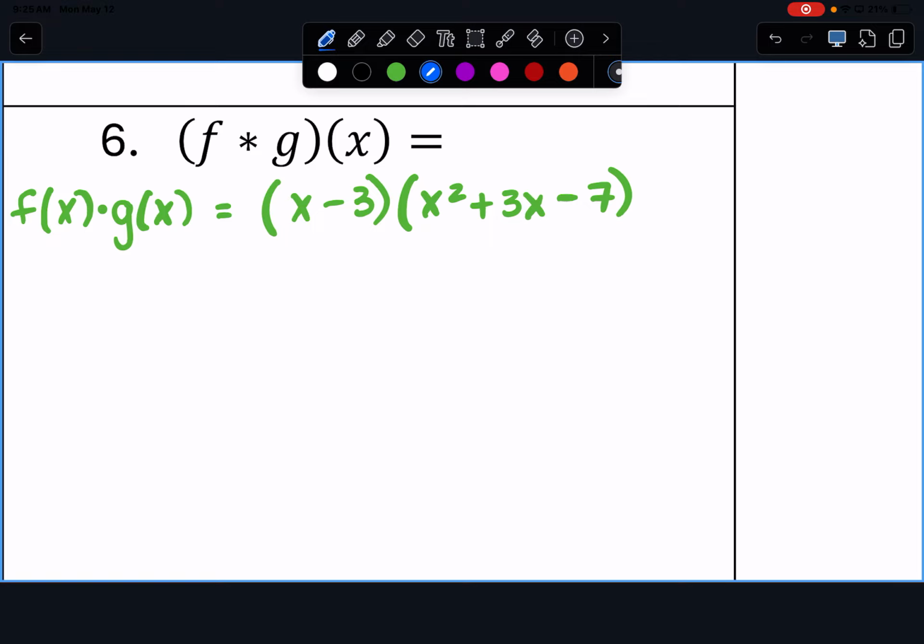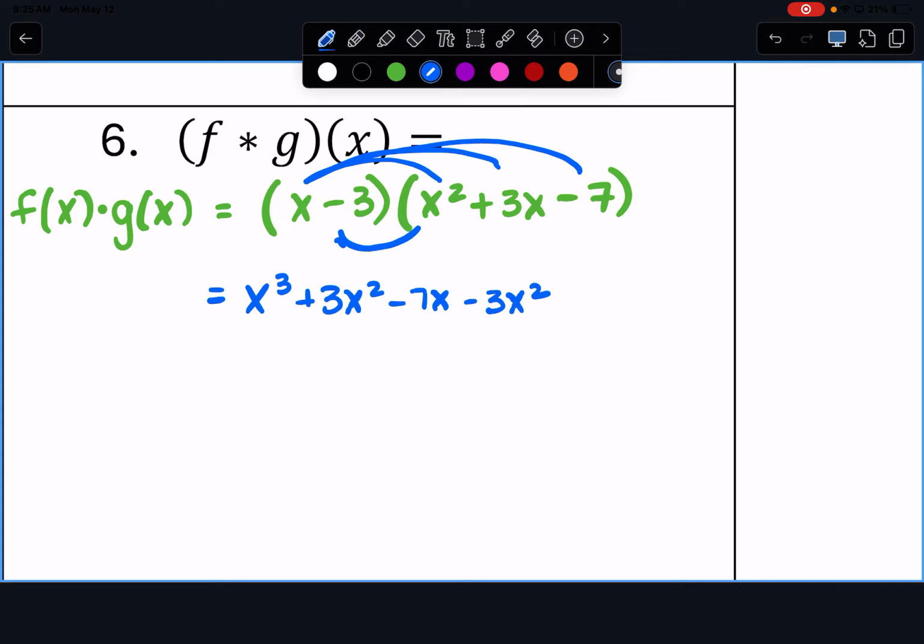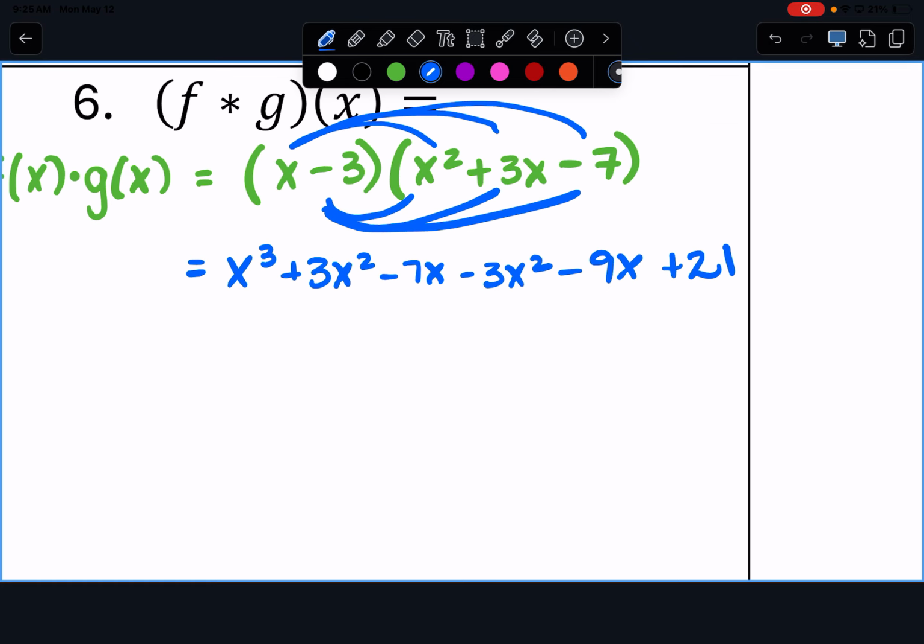3. So we're going to do x times x squared to get x cubed. X times 3x to get 3x squared. X times negative 7 to get negative 7x. Then we do the same thing, but we start with negative 3. So negative 3 times x squared is negative 3x squared. Negative 3 times 3x is negative 9x. Negative 3 times negative 7 is positive 21.